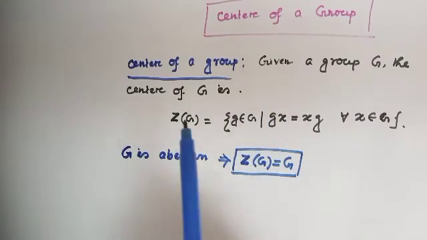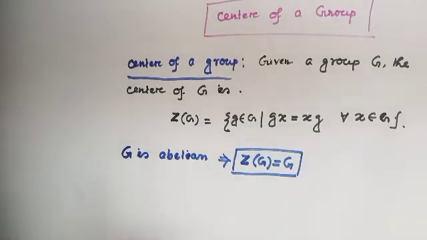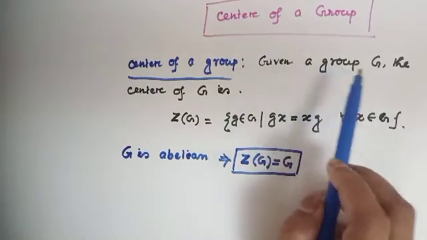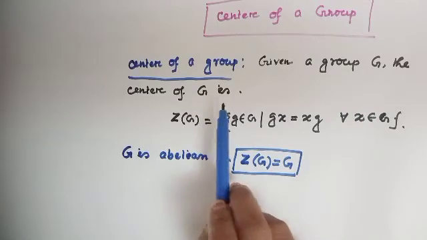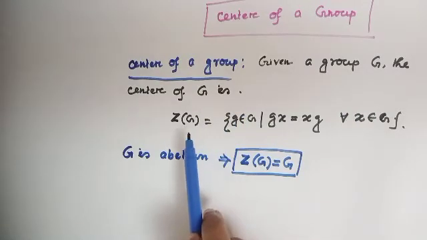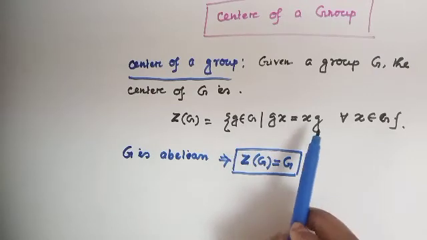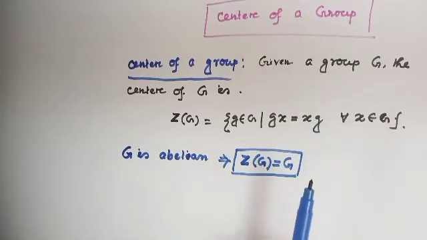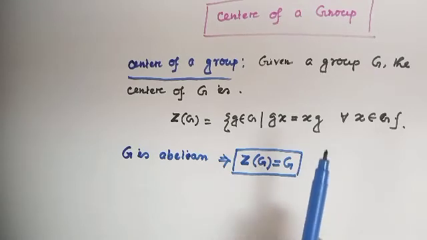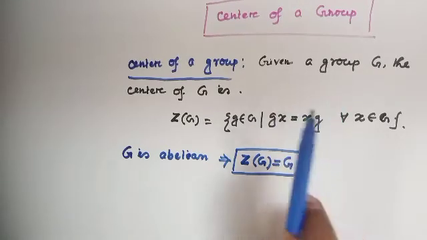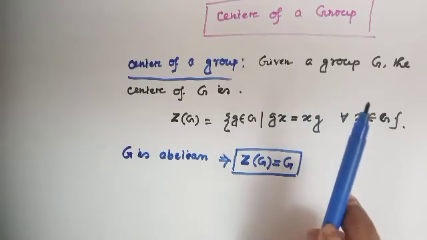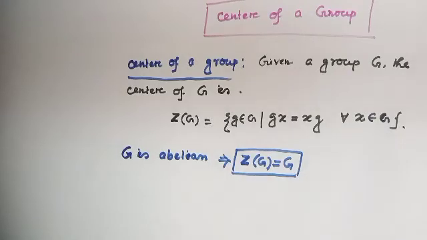This is the center of a group. Let's see the first definition. Given a group G, the center of the group G is denoted as Z(G). It is the set of all g such that gx equals xg for all x belongs to G. That means all elements of the group that commute with every other element of the group. Okay? Are you getting what is the center of a group?